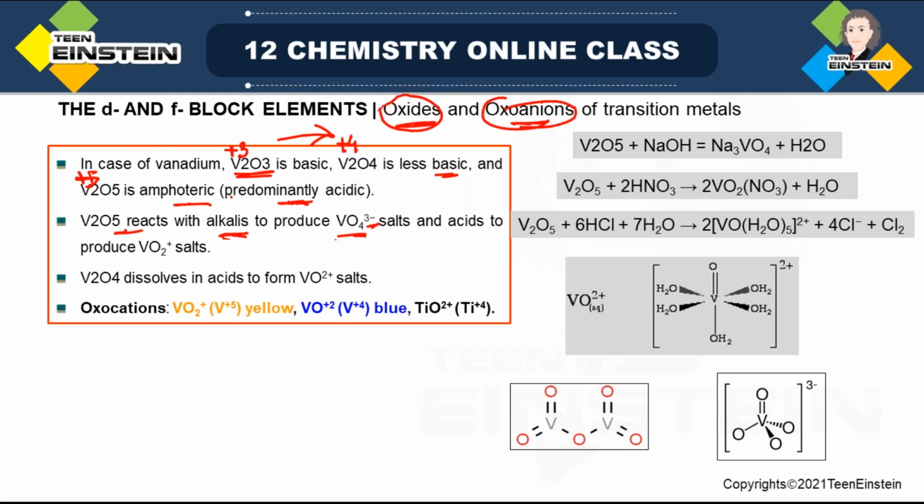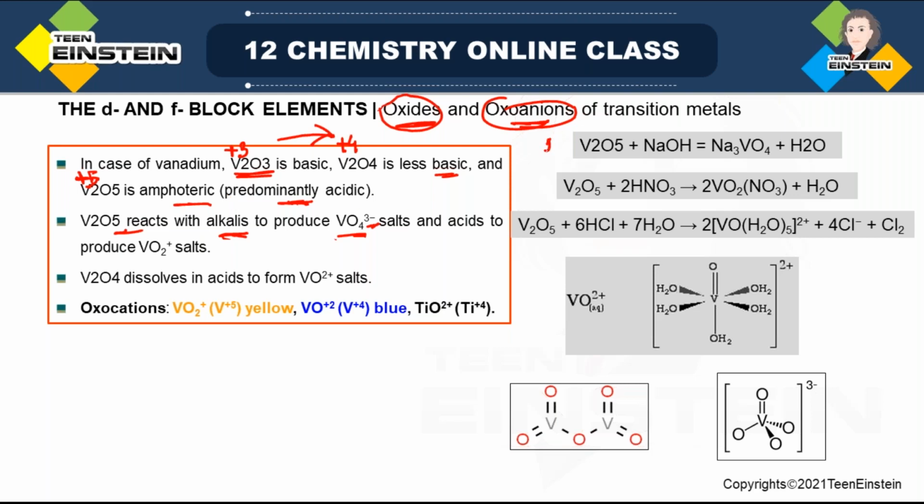It can also react with acid. In that case, it will behave as if it is basic. That is the nature of an amphoteric substance. It can react with both alkalis and acid. So when V2O5 is reacting with alkali, it is producing VO4 3-.